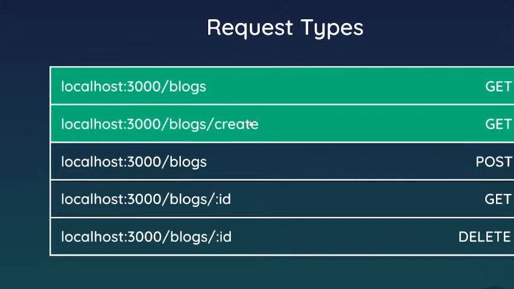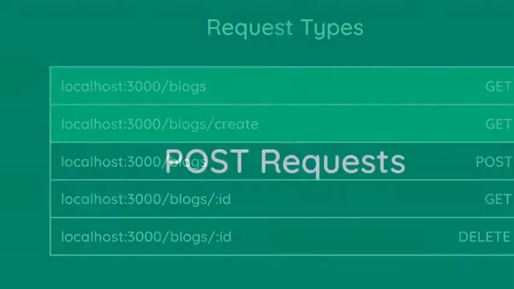Now, we've already handled these two at the top, /blogs, to get the index view with all of the blogs embedded in it. We've handled this request, /blogs/create, which gets us the web page with the web form on to add a new blog. So we need to do these three now. A post request to add new data, a GET request to get a single blog, and a delete request to delete a single blog. Let's look at the post request first of all.